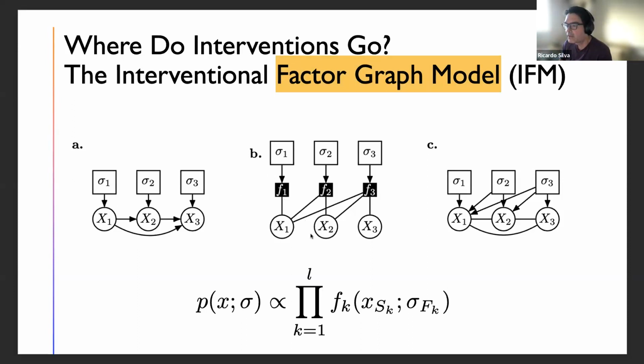So if you have X3 having a conditional distribution given X1, X2, and sigma 3, that conditional distribution can be qualitatively described as an interaction between all the random variables here and this intervention variable sigma 3. So these factors here correspond to the factors of a DAG.